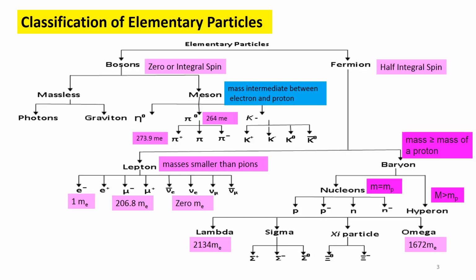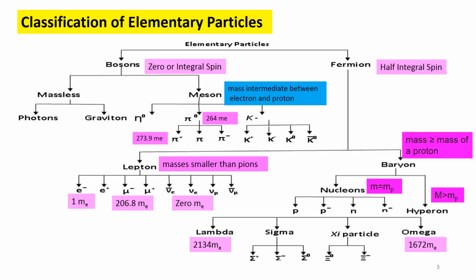The leptons are further grouped into three categories: electrons, muons and neutrinos. Electrons have a mass of 1 times the mass of the electron. Muons have a mass of 206.8 times the mass of the electron, and neutrinos have a mass of 0, that is, zero rest mass. Neutrinos and new muons have zero rest mass.